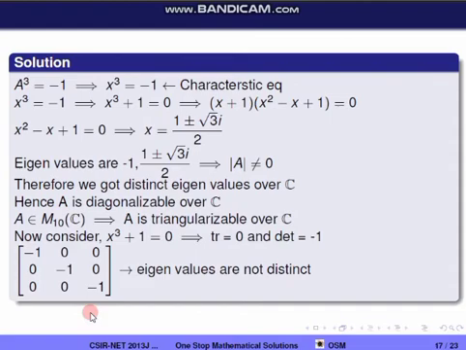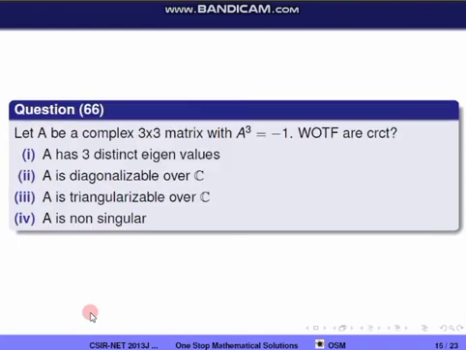So now we'll look into the correct options. We got A is diagonalizable over C, A is triangularizable, and determinant of A is non-zero. So options 2, 3, 4 are correct.